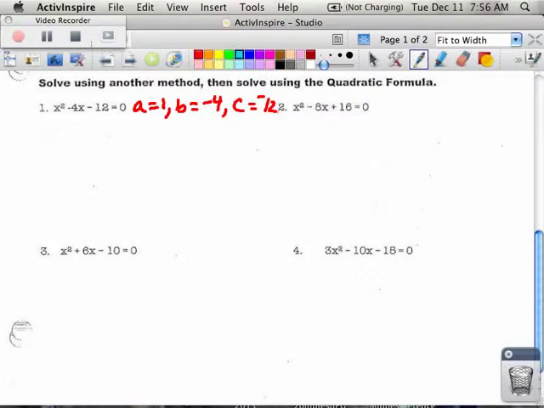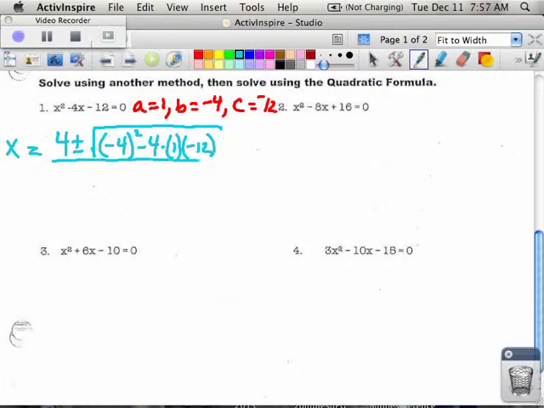So then next, I start my solution. I know that my x values that I'm looking for, or in other words, my roots, my solutions, my zeros, my x-intercepts, are going to be equal to the opposite of the b. So the b was negative 4, so its opposite is positive 4, plus or minus the square root of the b squared minus 4 times the a times the c. All of that over 2 times the a.